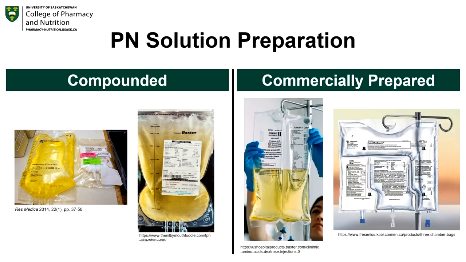In contrast, commercially prepared PN admixtures come ready-made in preset concentrations of dextrose and amino acids, so there is less flexibility for prescribing. Additives like vitamins, minerals, and trace elements are also in these bags. Commercial prepared admixtures come in both 2-in-1 and 3-in-1 preparations. As you can see, these preparations come with each macronutrient sealed in its own chamber. Prior to use, the seals are broken so that the solution is mixed. This is done by gently rolling the bag as per the manufacturer's instructions.